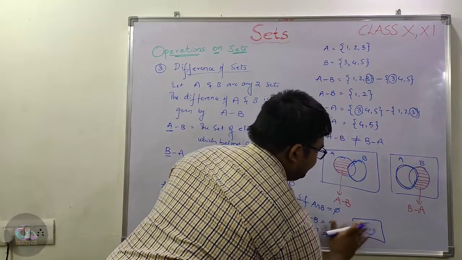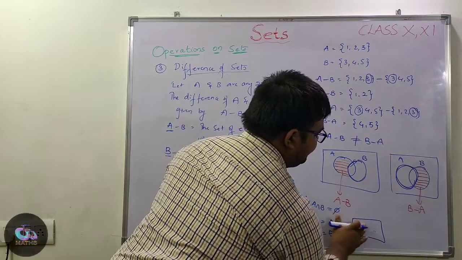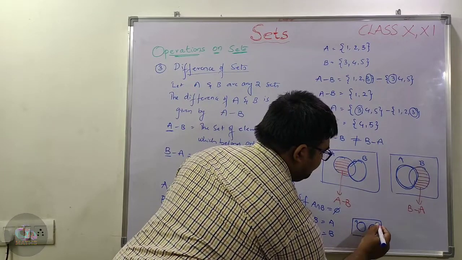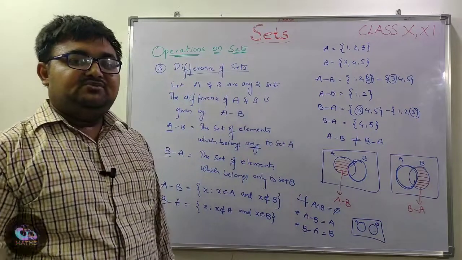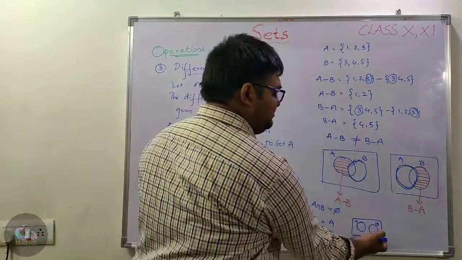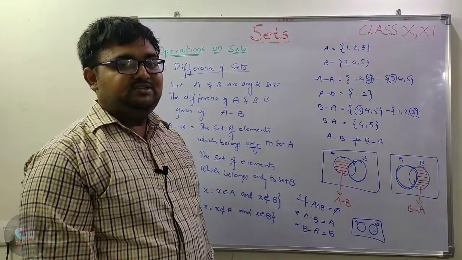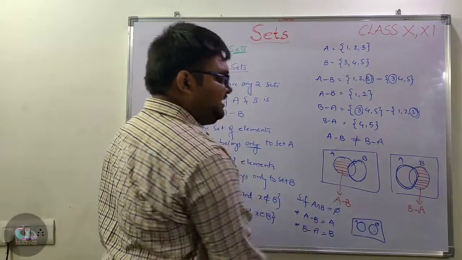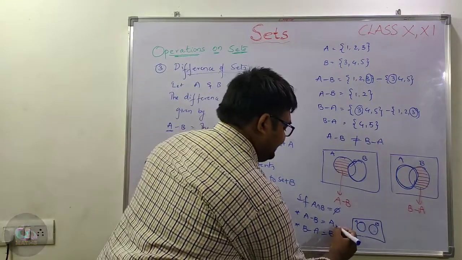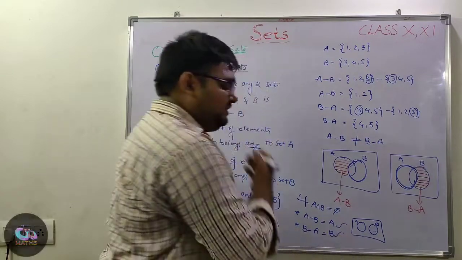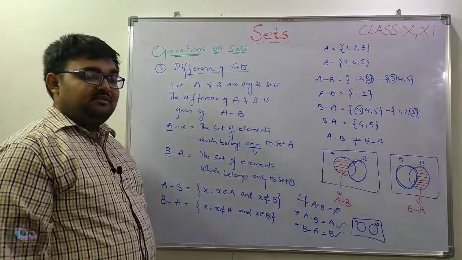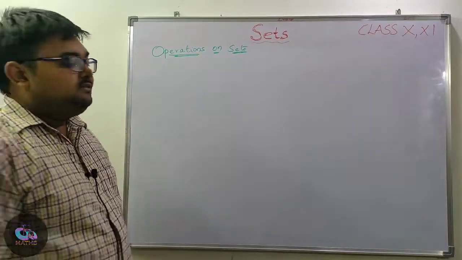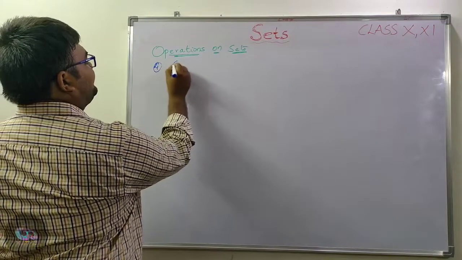So since we need to take disjoint sets, disjoint sets means there won't be any intersection. So A minus B means we should not consider the B part. Here there is no B part inside A, so only the part which is left, part A, is left. So A minus B is directly set A, and B minus A is nothing but directly the set B. So this is nothing but the difference of the sets. Now the next operation is symmetric difference.